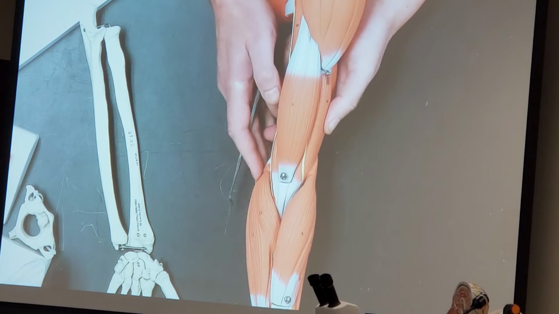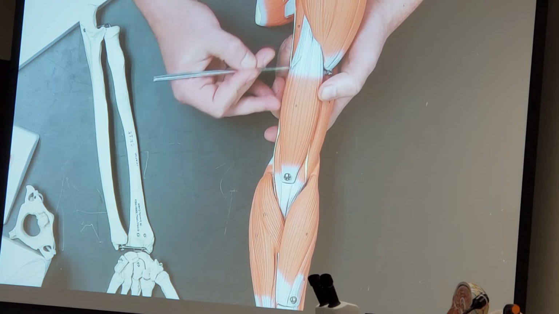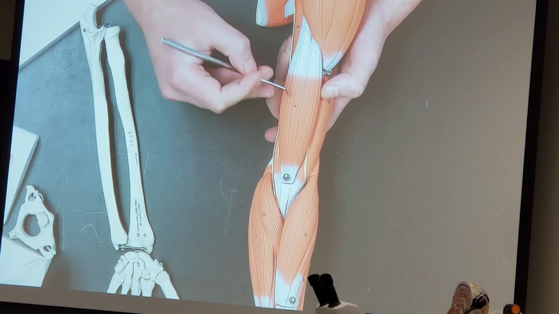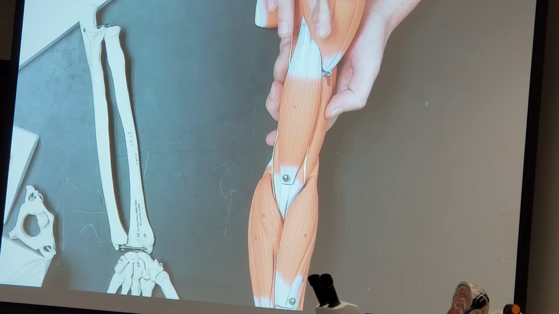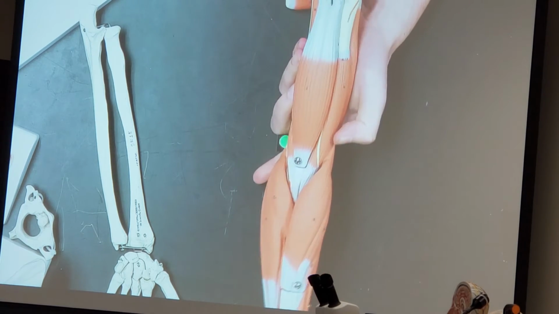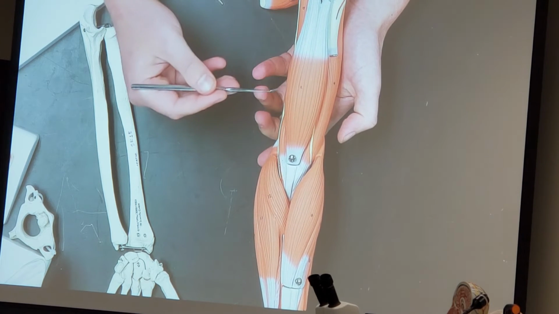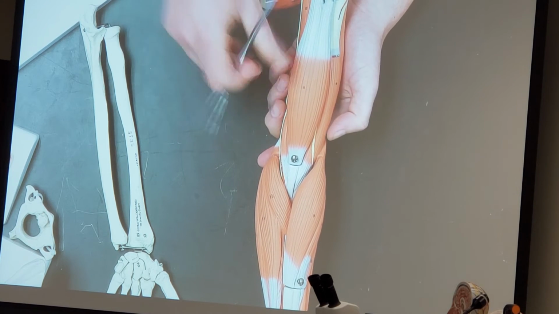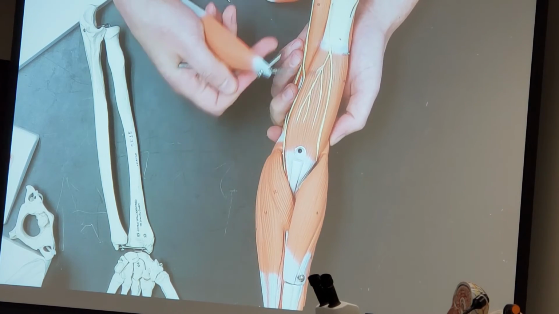For the upper portion of the arm, the brachial region, we can see the biceps brachii. There's going to be a short head. So the short head and a long head. And then deep to the biceps brachii is the brachialis muscle here.